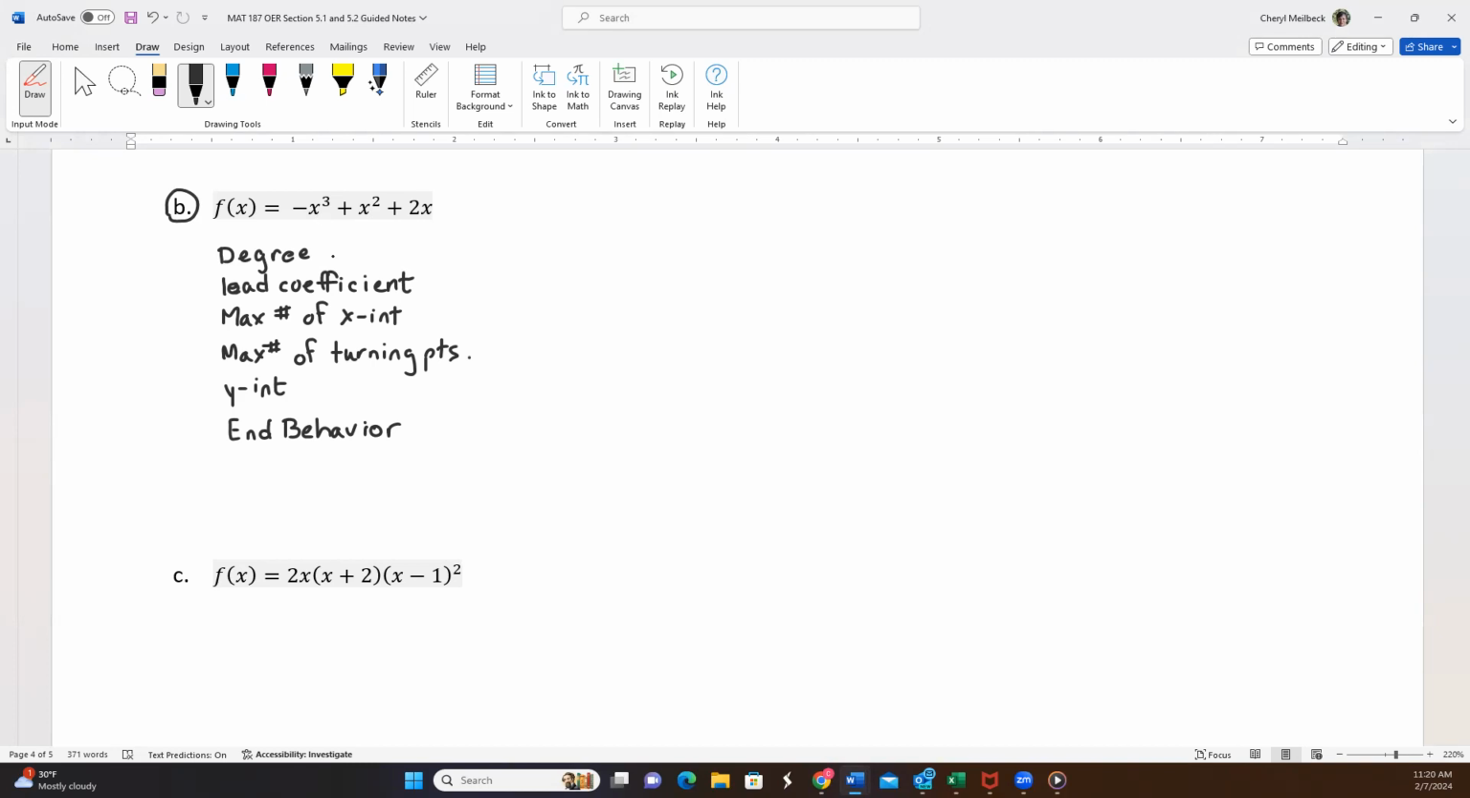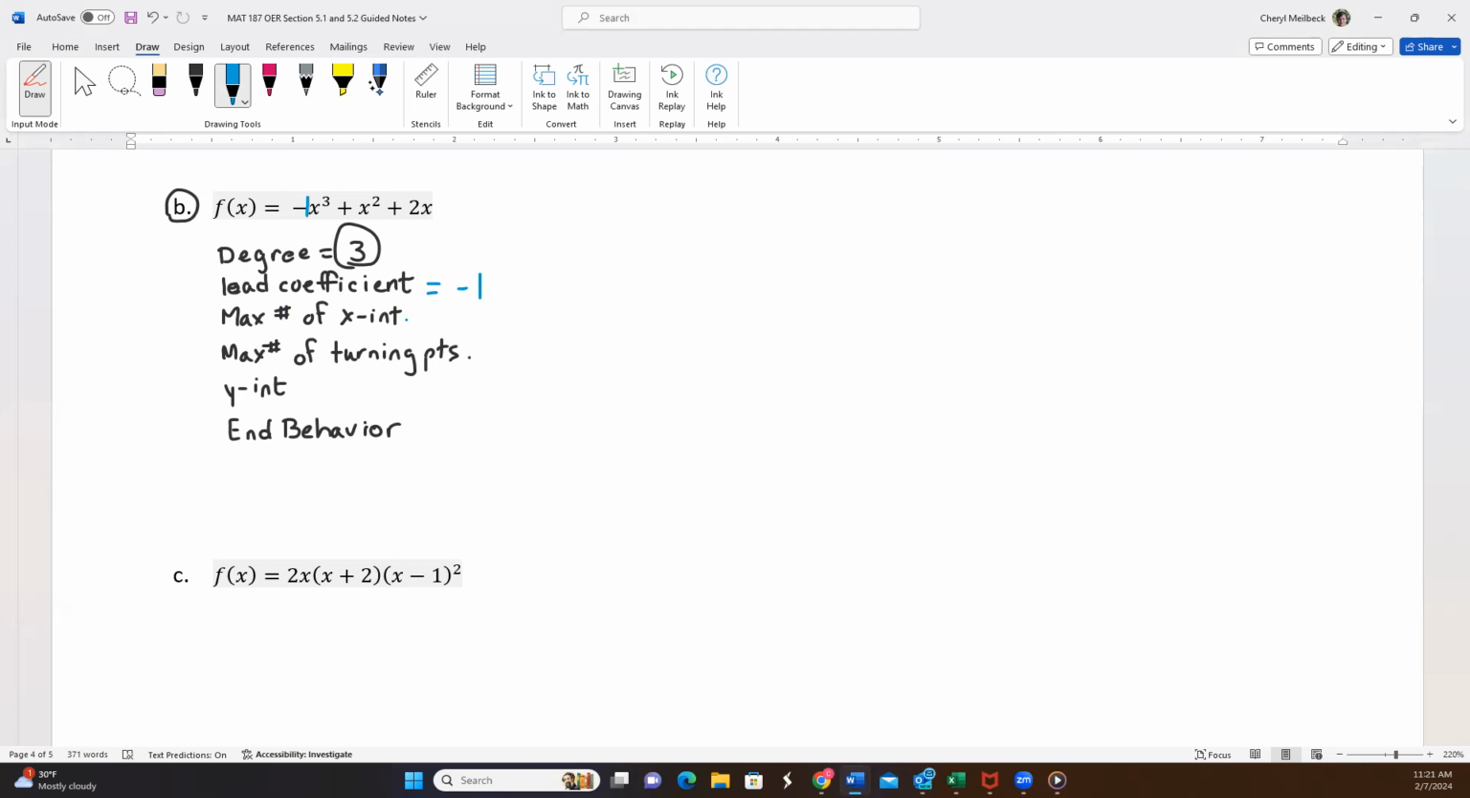So first we look at the degree, and remember the degree is what? It is the highest degreed exponent. So here our degree is going to be 3. The lead coefficient is the number in front of the term with the highest degree. In this case, there is no number in front, so we understand it to be a -1.